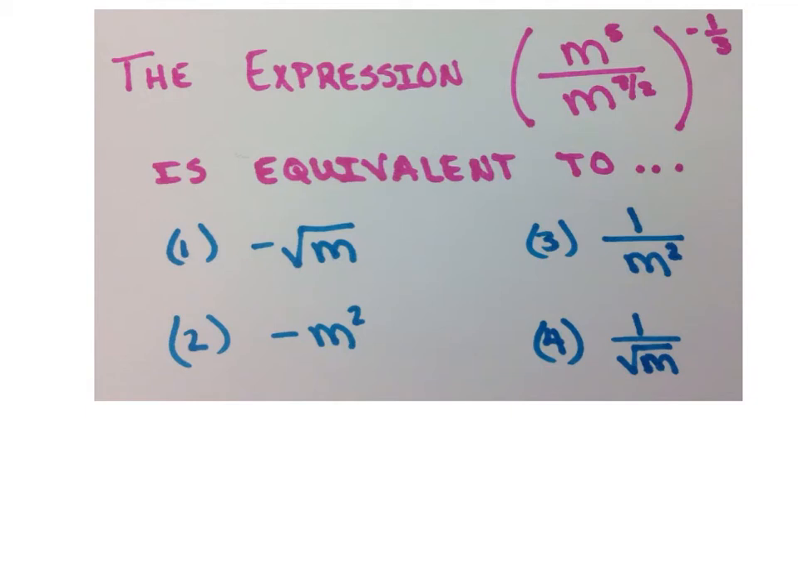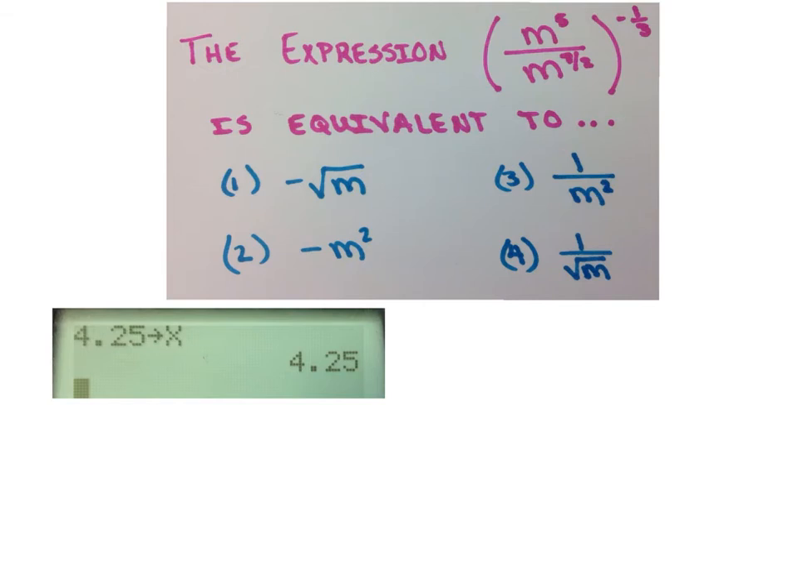So grab your calculator, and we're going to talk about how to proceed on our calculator. And just to clarify so that you can read this, this is supposed to say m to the 5th power. This is going to be m to the 7 halves, or 7 over 2, and this is a negative 1/3 if you're having trouble reading it.